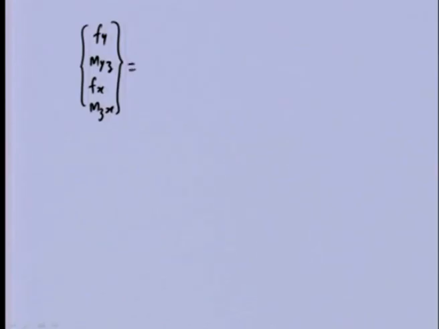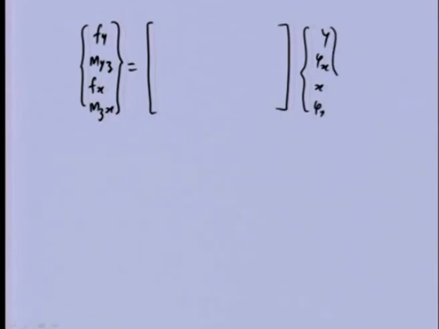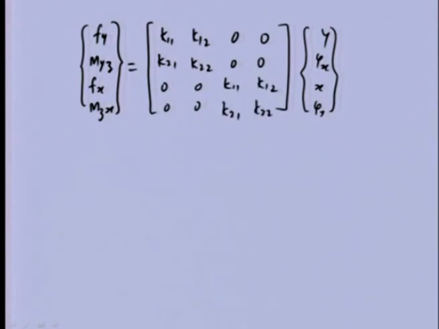I am combining the two in one, and here we have displacements. So, here we will be having k 1 1, k 1 2, 0 0, k 2 1, k 2 2, 0 0, 0 0, k 1 1, k 1 2, k 2 1, k 2 2. So, this is the relation of the linear elastic force which we had earlier. This we can write as, let us say, the k matrix, and this is the displacement vector.